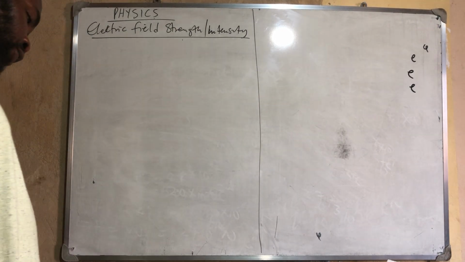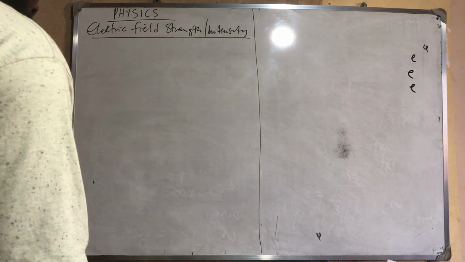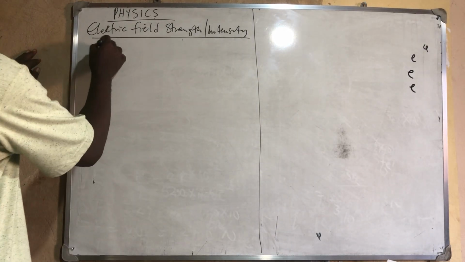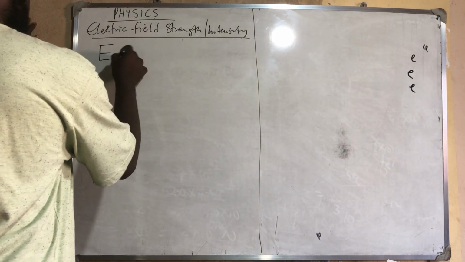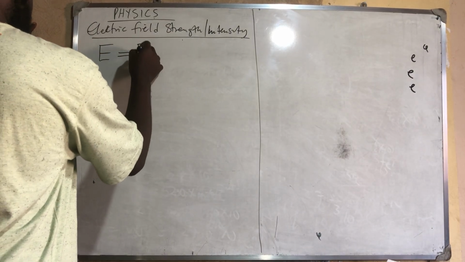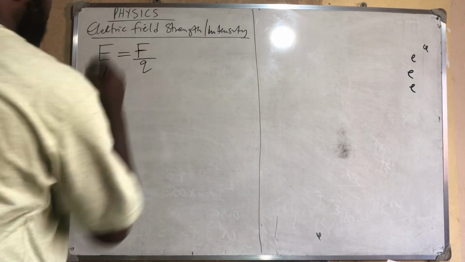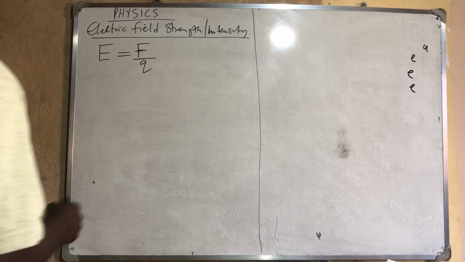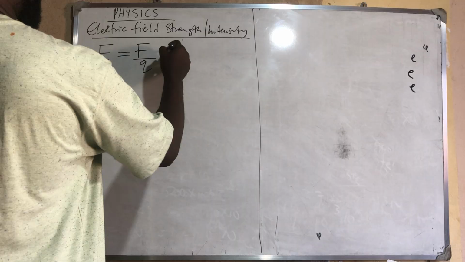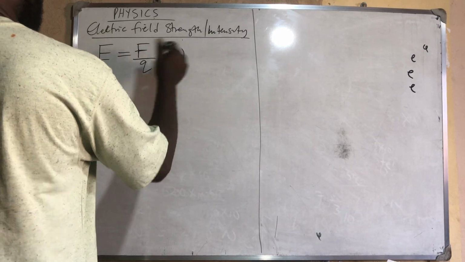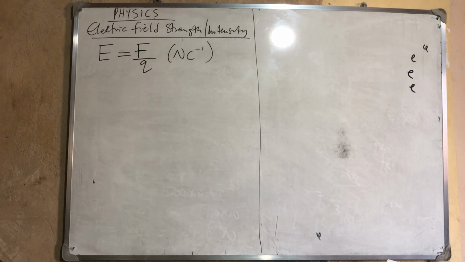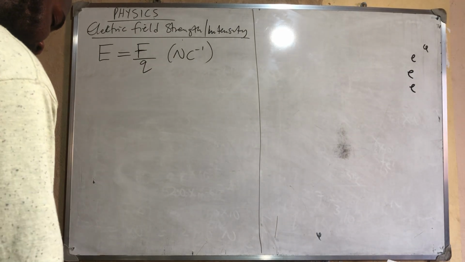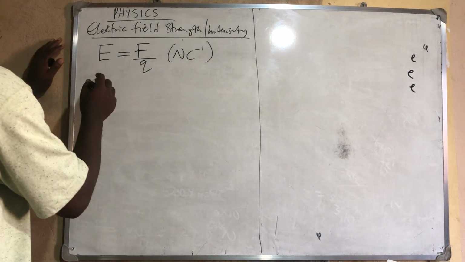Thus, electric field intensity is a vector. So you should know that electric field intensity is a vector. Apart from that, you should know that electric field intensity is simply force per unit charge, that is force over charge. And it's measured in what? Don't forget that force is measured in Newton, and charge is measured in Coulomb. So it is measured in Newton per Coulomb.